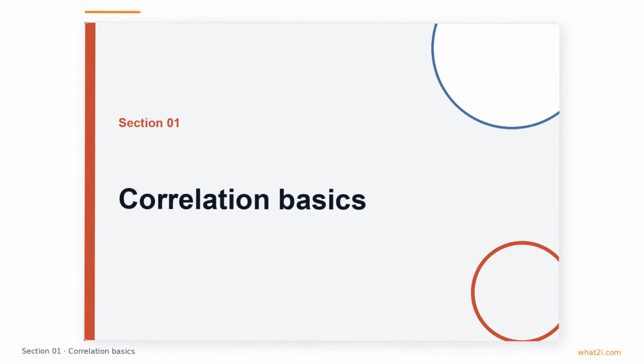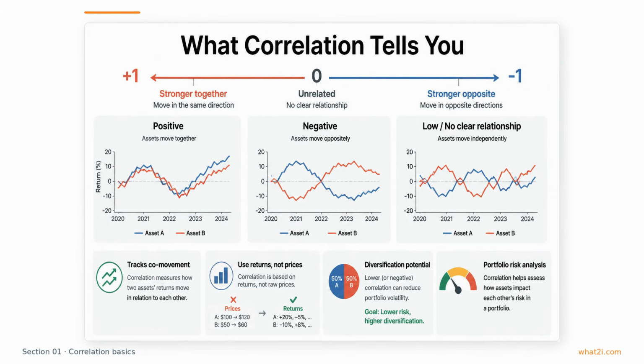Section 1, Correlation Basics. Correlation tells you whether two assets tend to move together, move in opposite directions, or move with no clear pattern at all. In investing, we usually calculate it from returns rather than raw price levels, because returns put different assets on a comparable basis. A $20 stock and a $2,000 stock can have very similar return behavior even though their prices look completely different.